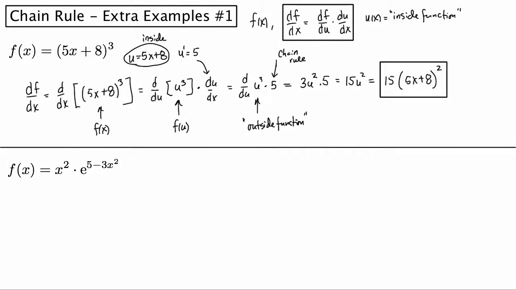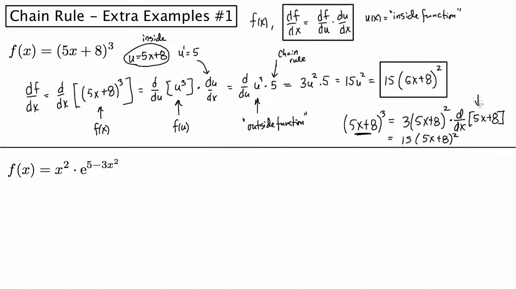Now, like I said, once you get better at this, a lot of you are just going to say, okay, I've got 5x plus 8 cubed. Normally when I cube something, I do the power rule, which is 3 times that thing to one less power. But because this isn't just x, I have to multiply by the derivative of that thing. The derivative of 5x plus 8 is equal to 5. So this is 5 times 3, which gives the same answer. I think most of you are going to eventually do it this way.